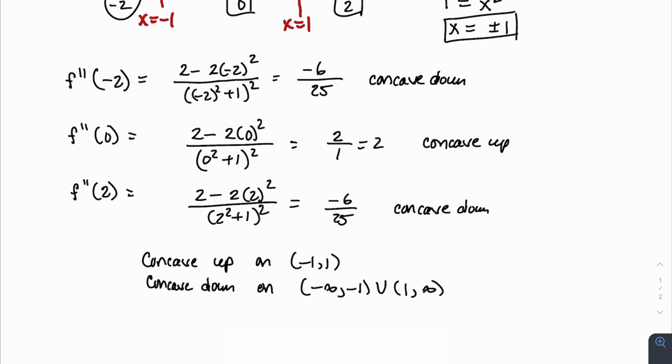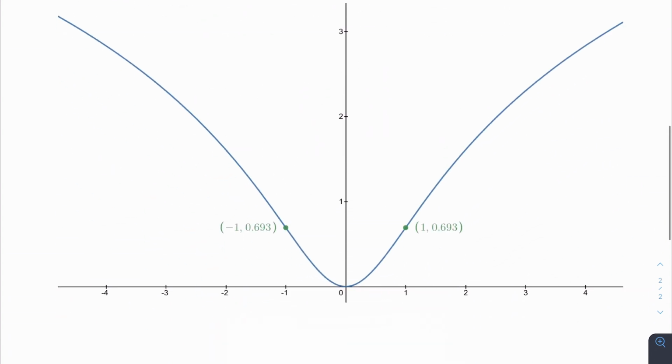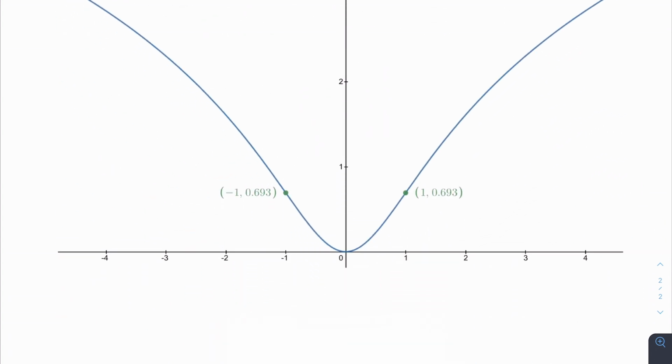And just to kind of confirm the results, I do have a graph of the function, y equals natural log of x squared plus 1. And as you can see, at those points right there where x is 1 and negative 1, we do indeed have inflection points. Notice it's concave up in the middle, and it switches to concave down as you go to the extremes.